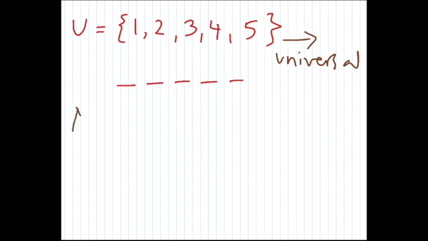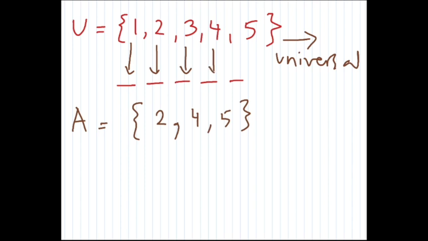How to form a bit string now? Any subset of U, let's say A is equal to 2 4 and 5. In any bit string, the first position corresponds to 1, second to 2, third to 3, and so on. Now we say whether element 1 is in A, it is not, so we put a 0 in the position corresponding to 1. Whether the element 2 is in A, yes. 3, no. 4, yes. And 5, yes. So this is the bit string which corresponds to our A here.